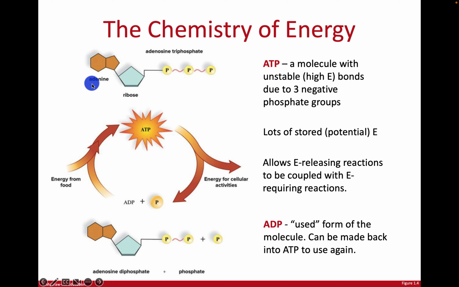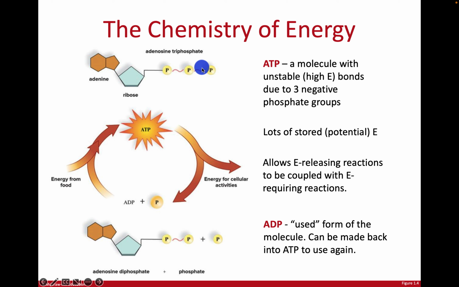This name comes from an adenine. That's this orange, like hexagon and pentagon group. And then TP is triphosphate. So here's 1, 2, 3 phosphate groups. So tri means 3, and there's 3 of them, so triphosphate. And it's connected to this sugar called ribose.